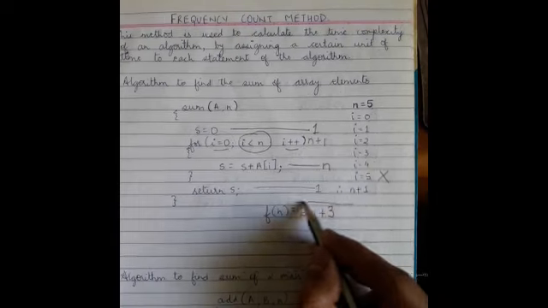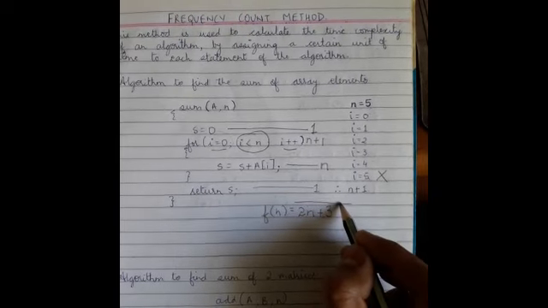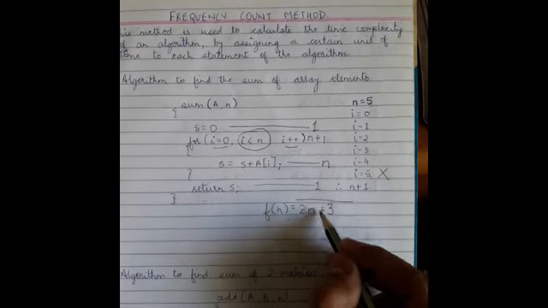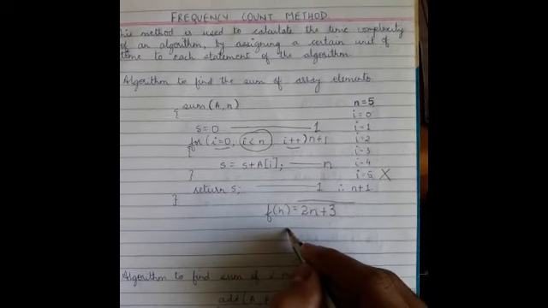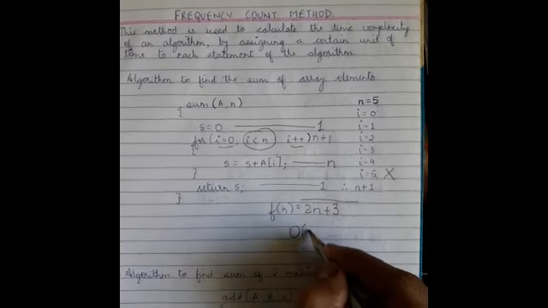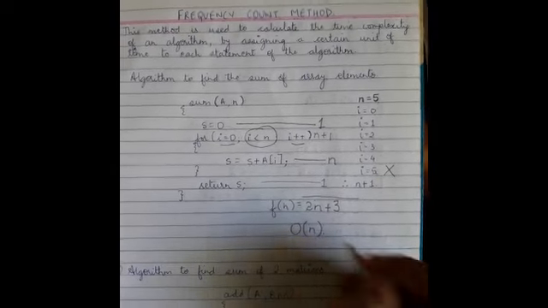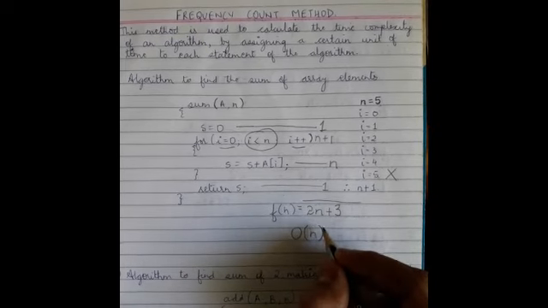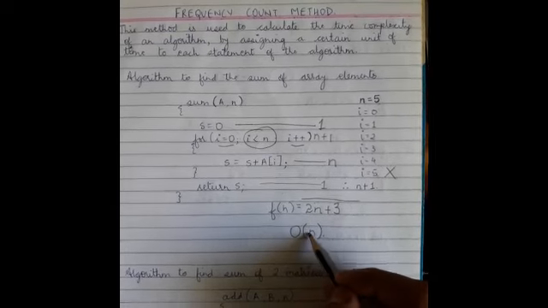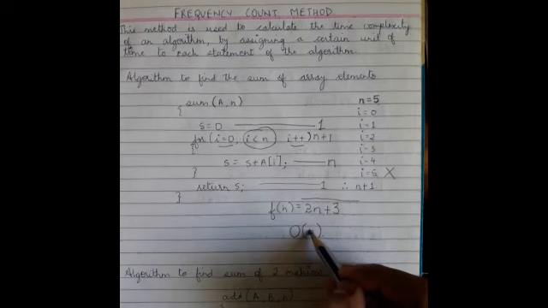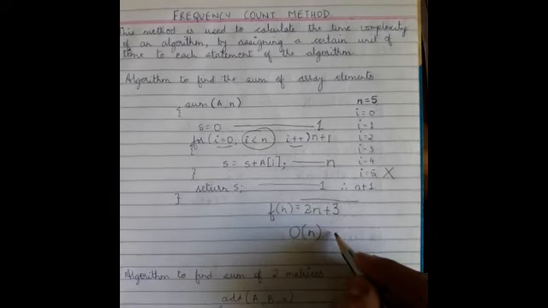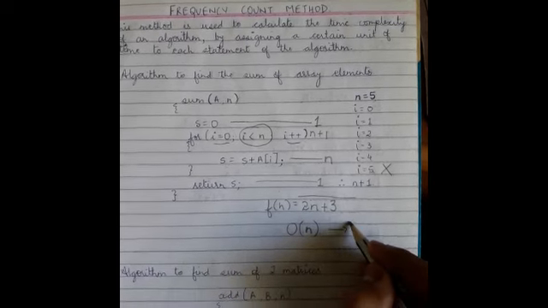So we have a polynomial here, 2n plus 3. What is the highest degree of this polynomial? n. So the time complexity is order of n. So this algorithm takes a time complexity of n, which means the order of growth of this algorithm is linear.